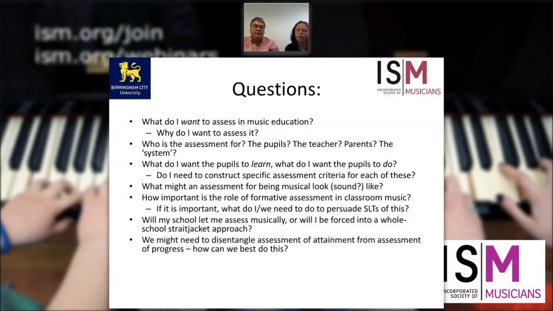Linked to that is who actually gets a say in this assessment. Whose voice is the assessment formed from? Is it just from yours? Is it just from yours and the pupils'? Do the instrumental teachers get any say in this? Does the children's musical life from outside of the classroom come into this?